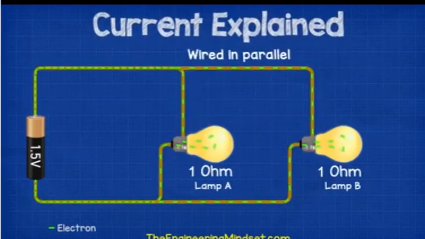However, if we have lamps that are now in parallel, observe that even if the first lamp, lamp A, was to break, lamp B would still be able to switch on. That's another important aspect in the differentiation of series circuits and parallel circuits.